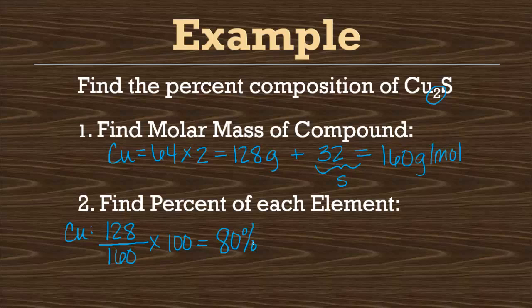That should mean sulfur is 20%, because we can only have up to 100%. So let's double check ourselves. Sulfur would be 32 over 160 times 100, and indeed it does come out to 20%.